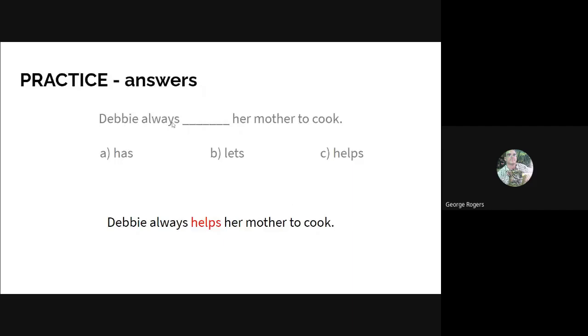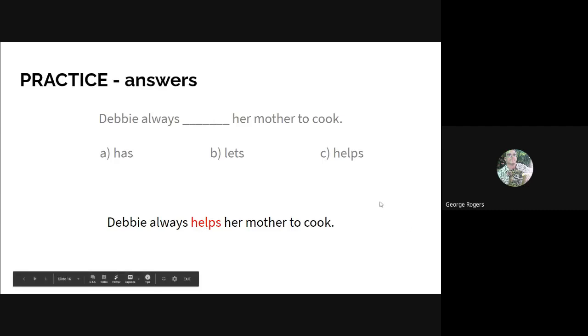Debbie always helps her mother to cook. So again, cook is the base verb. So we have "to." The "to" eliminates make, have, let. So helps is the only one. Again, Debbie is third person, singular, only one Debbie. So that's why we have the S here. They all kind of have that. But if you didn't have the "to," Debbie always has her mother cook. It's possible.